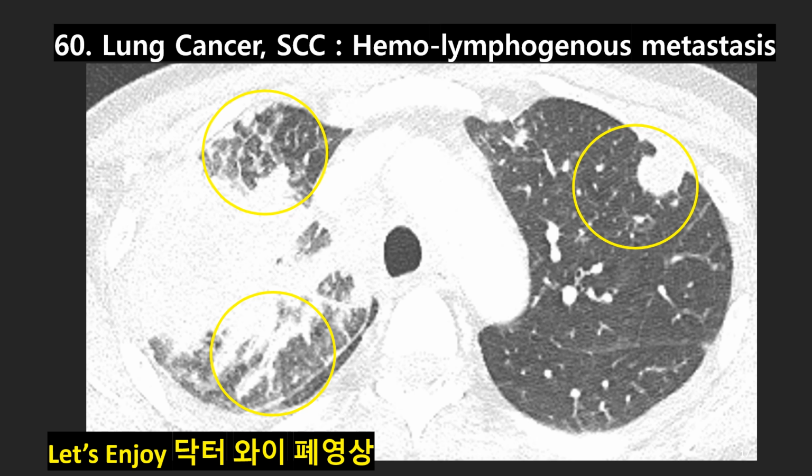On thin section CT of the right upper lobe squamous cell lung cancer, in front of the mass we see the core structure, septal thickening, and arcade formation, and behind the mass we see peribronchovascular bundle thickening and fissural thickening. In his left upper lobe, we see variable size hematogenous lung metastasis. So this is the combination of hematogenous lung metastasis and lymphangitic carcinomatosis.